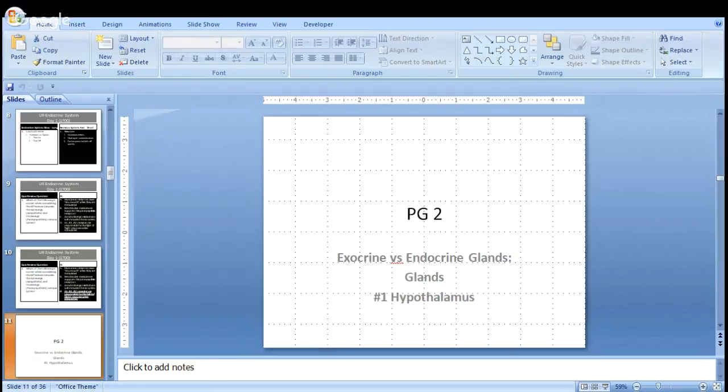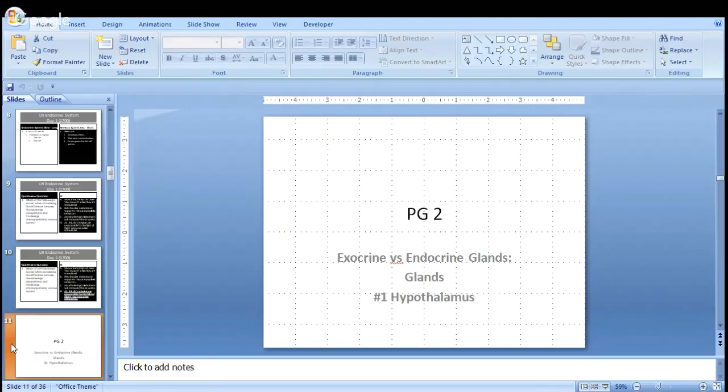Okay, so exocrine versus endocrine. Who can tell me the difference between exocrine and endocrine? Exocrine glands have channels. What are they called? Ducts. Yep, that's how they send out their product, whatever it is they're sending out. Like the salivary glands, and the gastrointestinal system also has the pancreas, which obviously has an exocrine component as well, right?